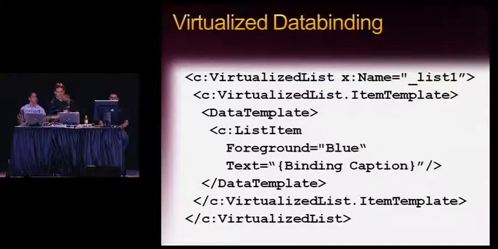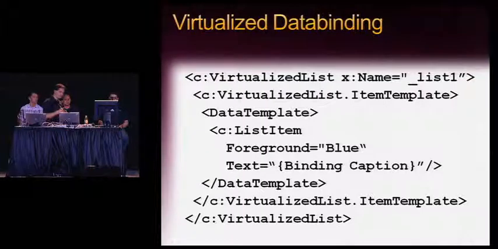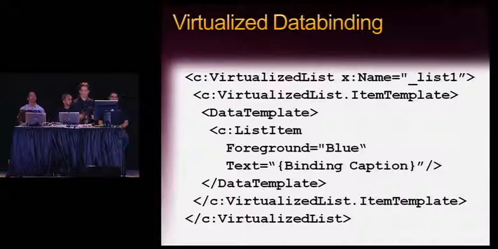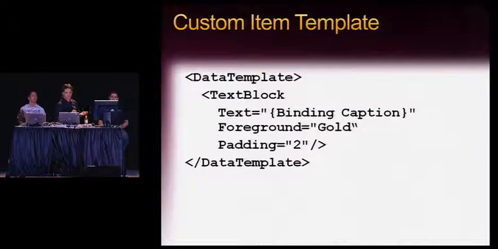How would it look in markup? You have the list, which defines the item template. In this particular case, it just configures one of the pre-existing elements, a list item, and customizes the foreground, as you can see, to blue, and binds the caption property of the data object to the text to be displayed. This reuses the list item, which has all sorts of mouse in, mouse out, clicks, selection, but you don't have to do that. If you want to start it from the ground up, you can do something like this, where you define the template from the ground up. It's exactly what you want it to be.